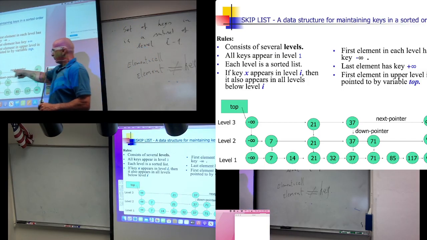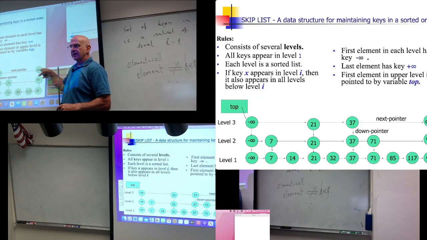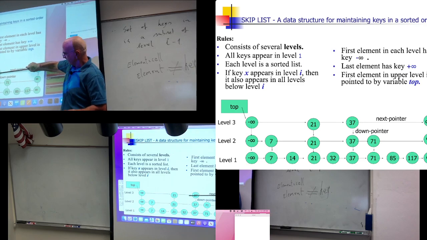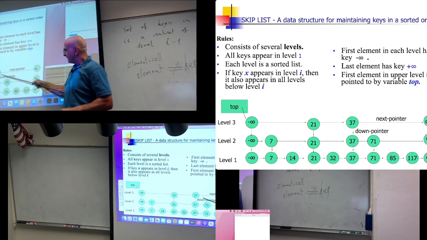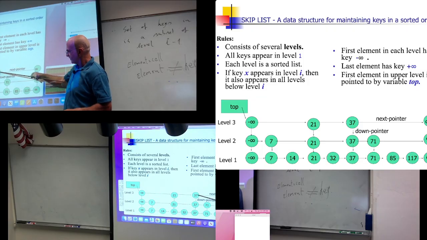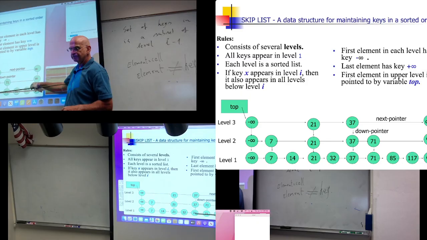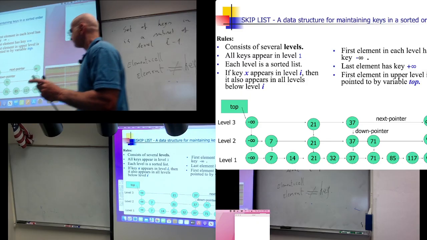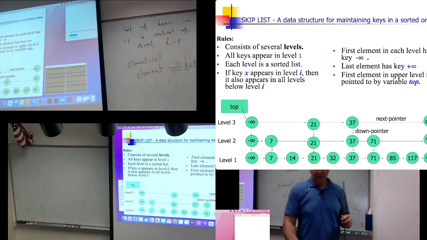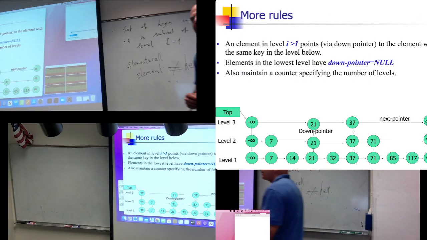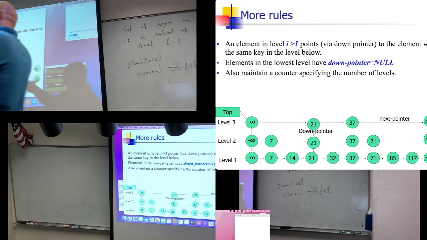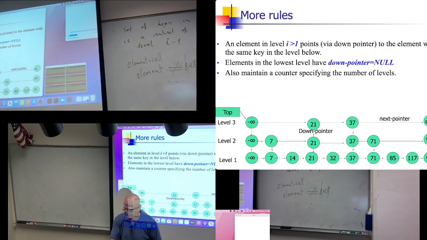From each element, you have a next pointer to the next element in the very same level. The next pointer points to the next element in the very same level. The down pointer points to the cell with the very same key just below it. So you have these two pointers, these two references, these two fields that keep addresses of memory of other cells.